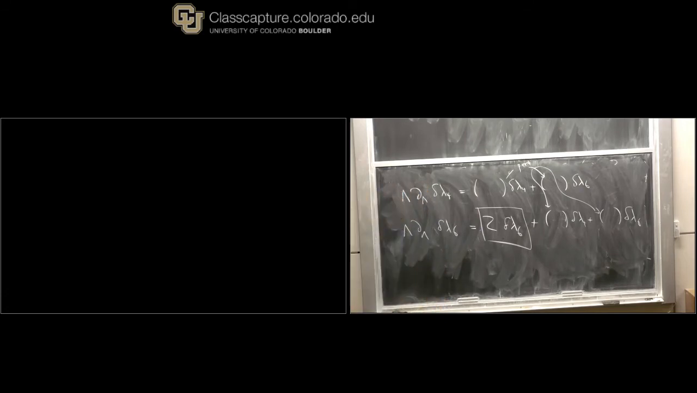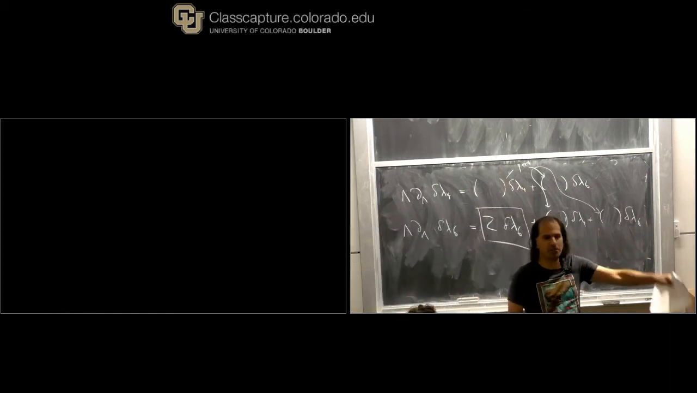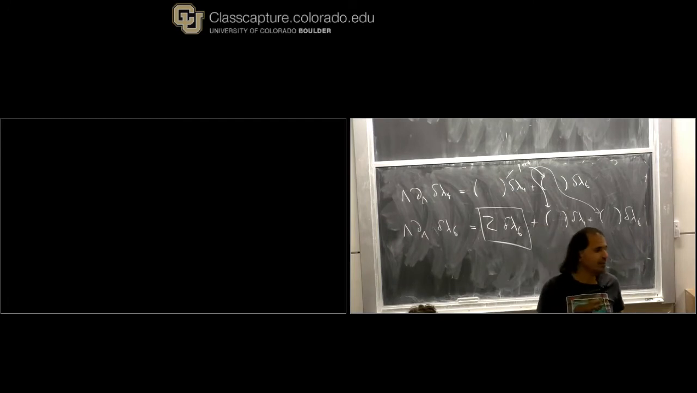Because that 2 says that delta lambda 6, as I scale to low energies, is getting crushed down. As I go from capital Lambda down to some lower scale mu, delta lambda 6 is getting crushed down to being of order mu squared over Lambda squared. Okay?